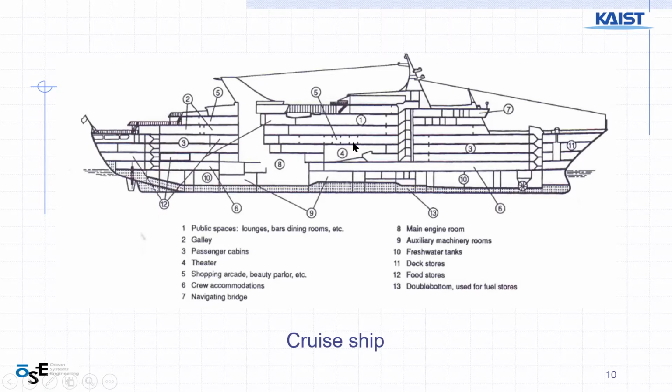The shows are going on there. Number five is shopping area. And six is crew accommodation, lower down in the front of the ship, far away from the dining and shopping area. Number seven is bridge, where the captain is located, so that the crew members are also nearby. And engine room is eight, the main engine.